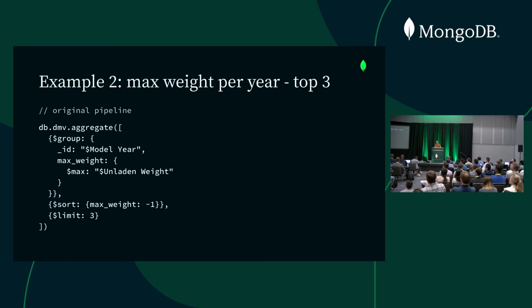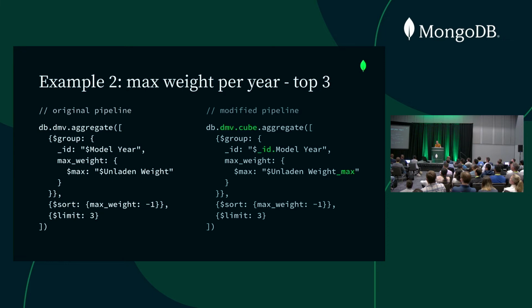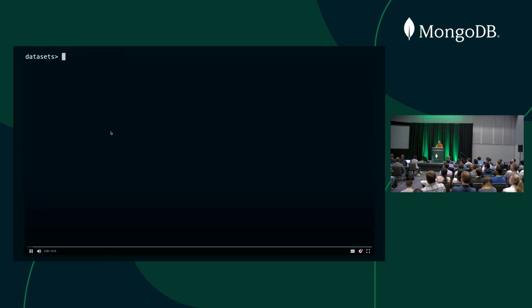Again, querying the cube, I need to make some tweaks. So you saw the dimensions are actually nested under the underscore ID field. That's just how the group syntax works, so we have to factor that in. And then we named the maximum of the weight with the underscore max, so we have to calculate the maximum of the maximums. And I can run that as well in the shell.